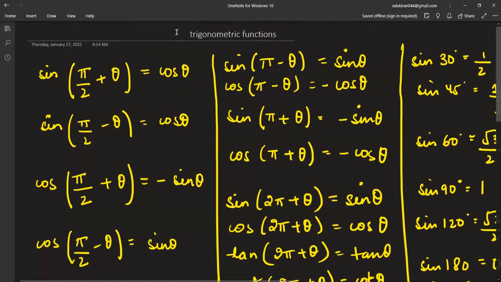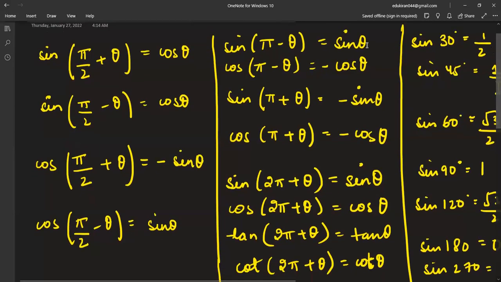And this is part of waves. It's a part of oscillations. Okay. Waves is over, oscillations I'm talking about.